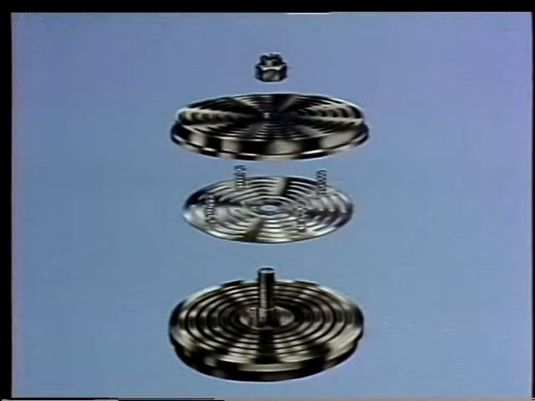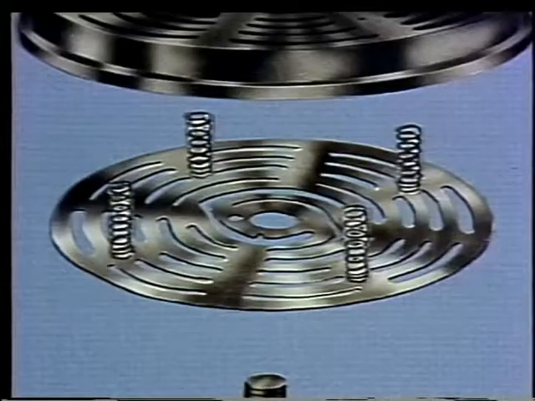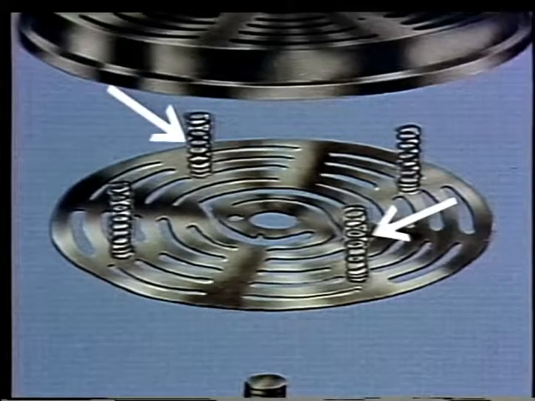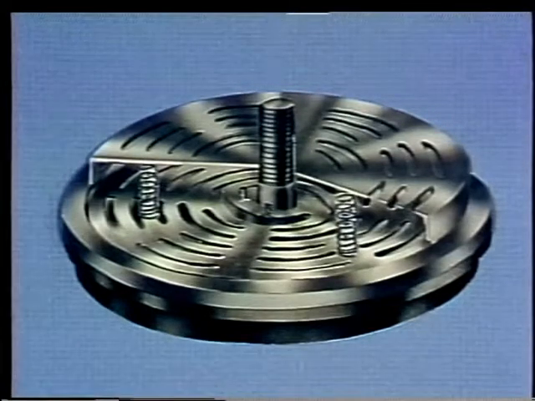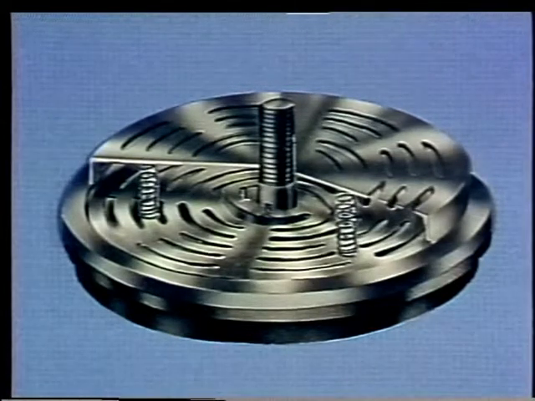Our second type of valve is the plate valve. It contains a valve seat, a guard plate, and a movable part called a valve plate. The valve plate is held against the seat by a series of coil springs. Now, in this configuration, the air path between the inlet and the outlet is blocked.